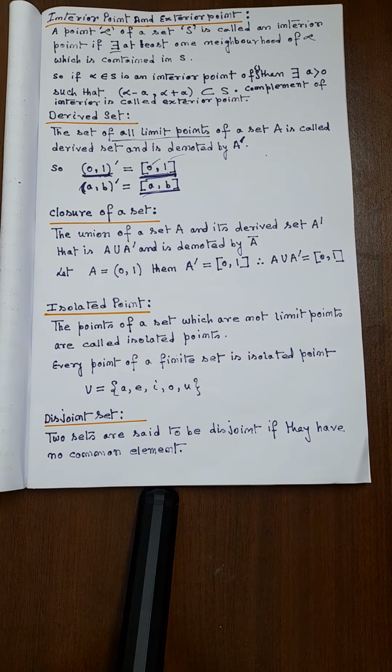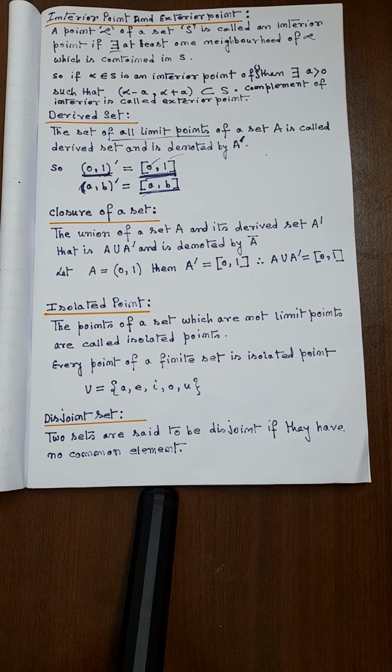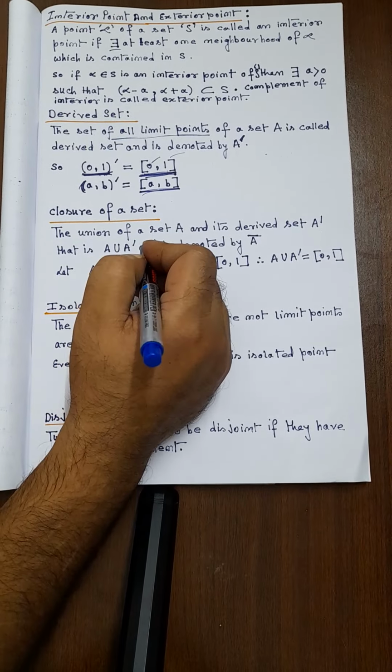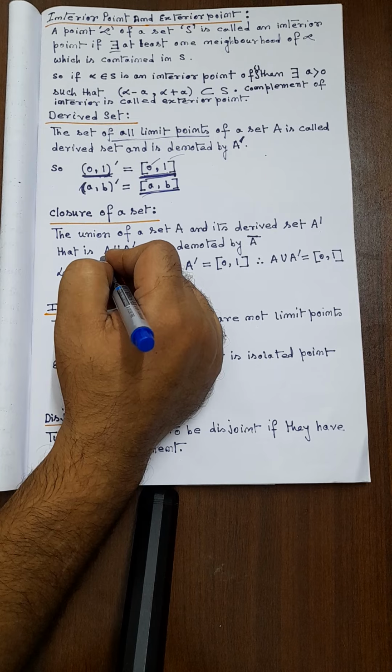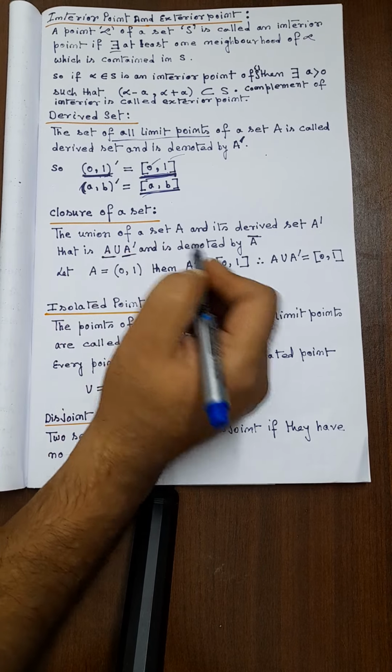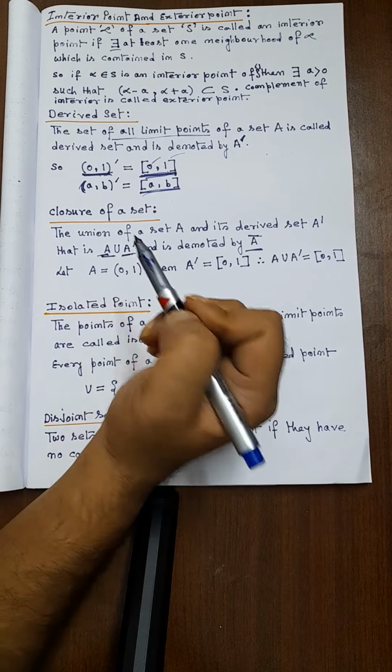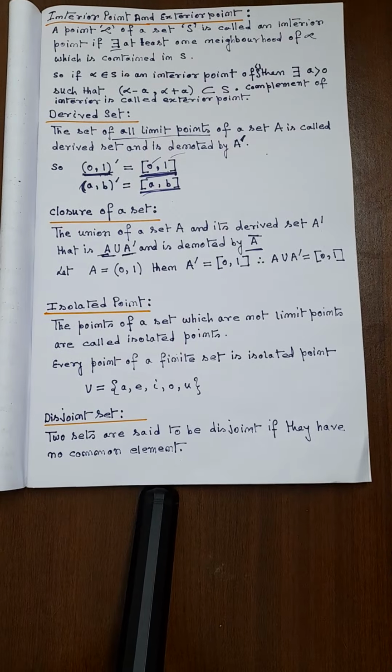Okay, now what is the closure of a set? The union of a set A and its derived set is called the closure of the set, and it is denoted by A bar. So A union the derived set of A will be the closure of the set, right?